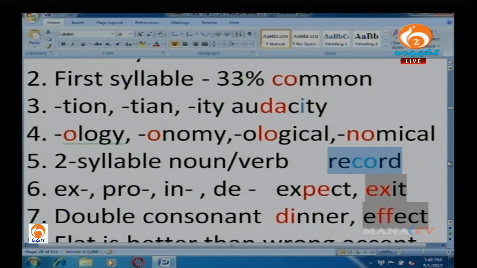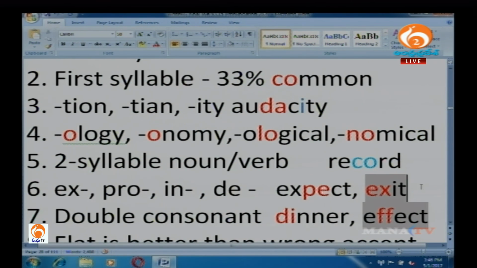The second syllable becomes the louder one, and has the primary accent. Similarly, there are some more rules. If some word starts with X, pro, in, d, etc., if these are the prefix, they do not take the primary accent. For example, expect, all right? But there are exceptions. Exit, because X in this case is not.